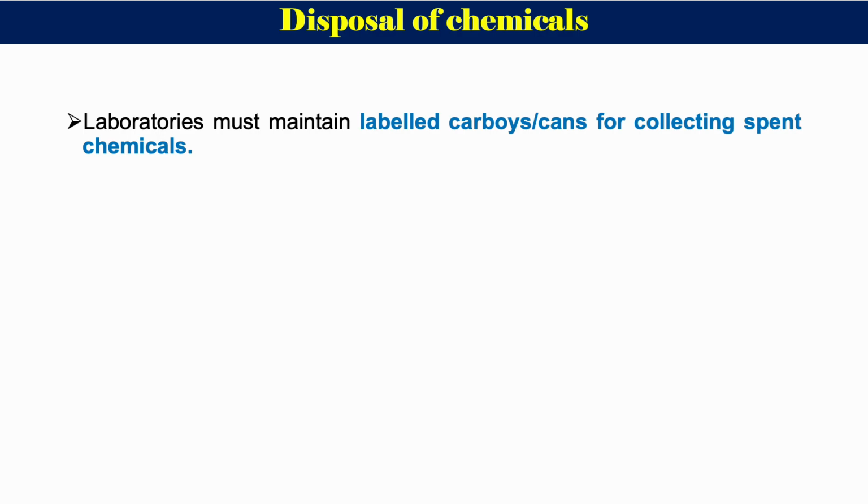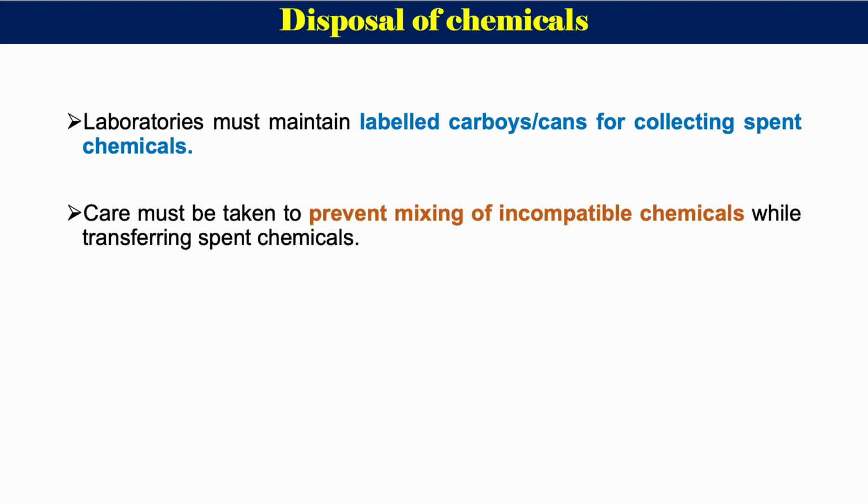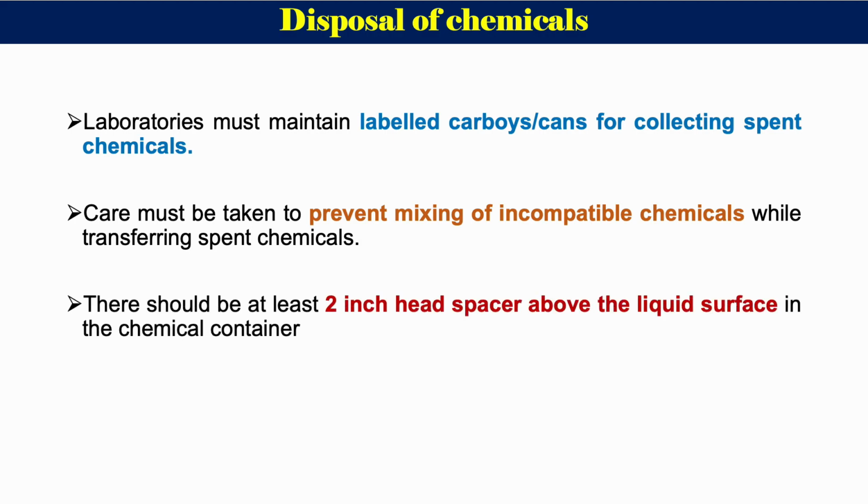Now, another important point we have to remember while working in a laboratory is the disposal of chemicals, which is an important part. In a particular laboratory, they must maintain labeled carboys or cans for collecting spent chemicals. Care must be taken to prevent mixing of incompatible chemicals while transporting the spent chemicals. Otherwise, some accident may happen. There should be at least 2 inch head space above the liquid surface in the chemical container.